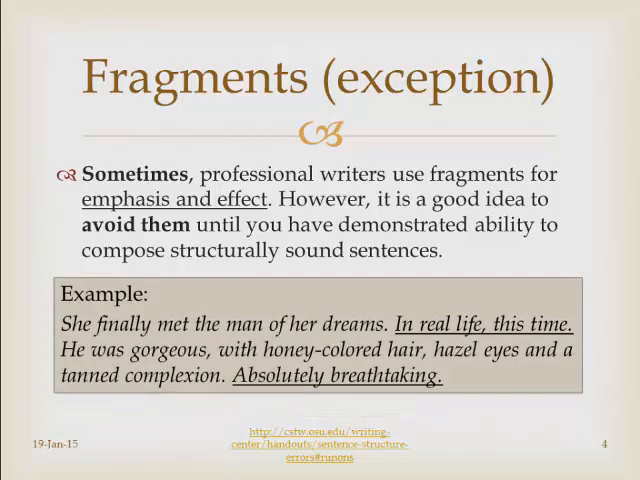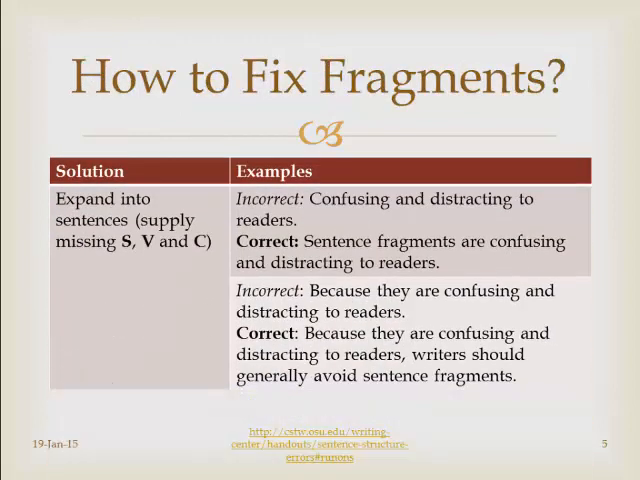So, for example, somebody writes, oh, she finally met the man of her dreams in real life this time. He was gorgeous with honey-colored hair, hazel eyes, and a tanned complexion. Absolutely breathtaking. So, you see, these sentences that are underlined are actually not really sentences because they are fragments. They're incomplete. There's no subject, no verb, and it is an incomplete thought. But it is exceptional in these cases because it has a certain reason for being there, for emphasis and for effect. Now, those fragments are not really accurate in writing, so how do we fix them?